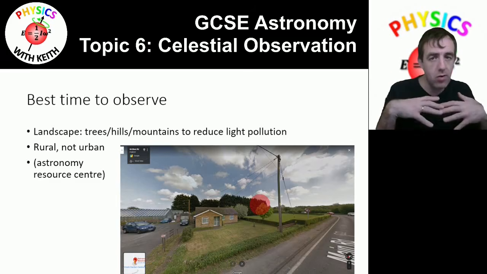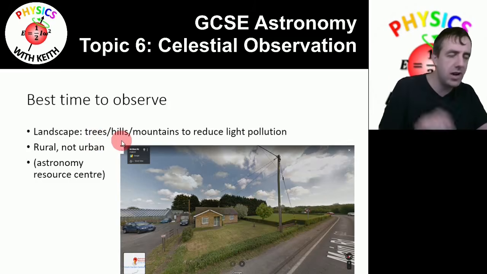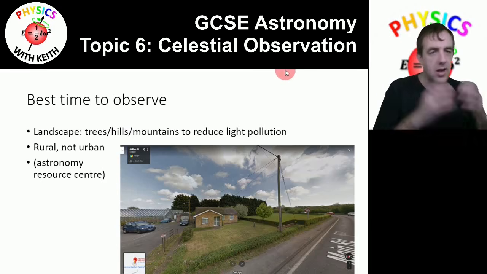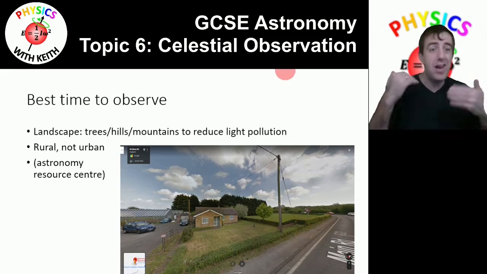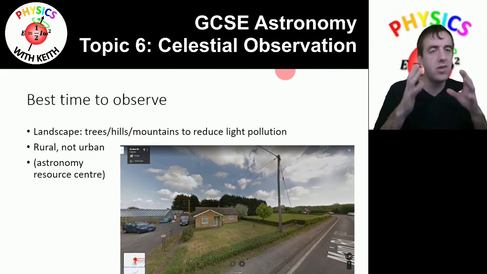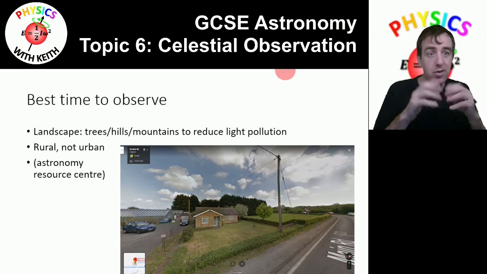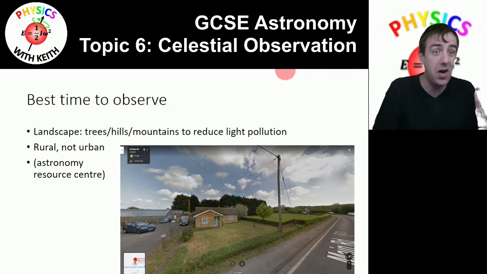You want to be rural so there's less light pollution. And it says here trees, but hills and mountains, all that sort of thing, can block any light from coming in from the sides. But also, if you can get up a mountain, if you can get up a hill, there's less air between you and the object you're looking at. And that's why some of the best observatories are built up mountains. I'm not suggesting you traipse up Snowdon with a telescope, but you would see far more stars at the top of Snowdon than you would in the flat plains of Essex.